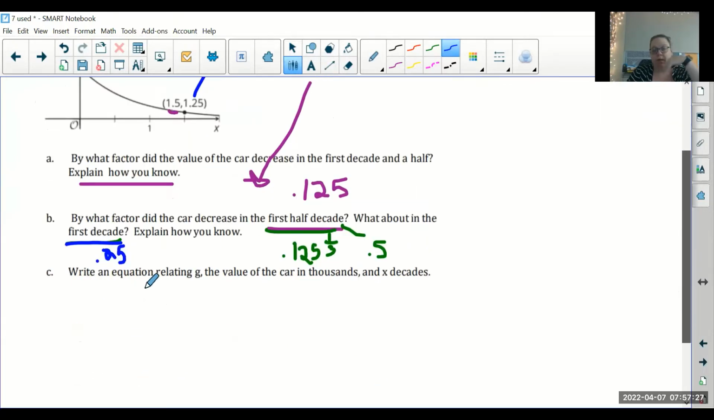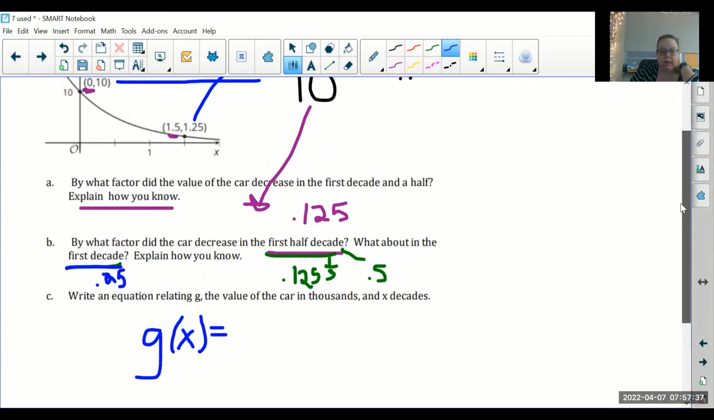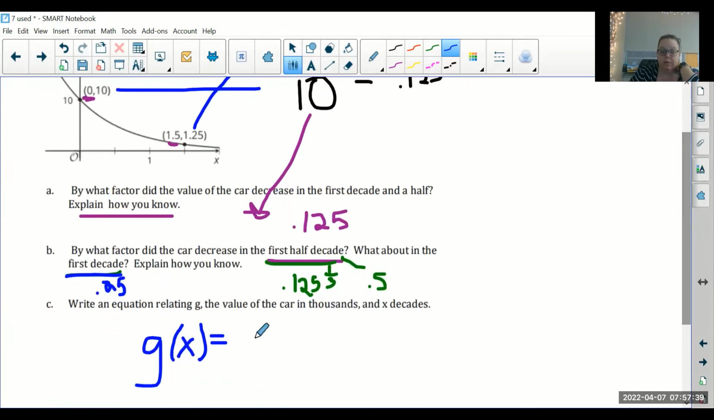Now it says write an equation relating G, the value of the car in thousands, to decades. So now we need to write the equation, and it's talking about decades. Remember, the first value is the initial value. That's what goes here. We look at our graph, our initial value is 10. So it's 10, and remember it's in thousands, so it's not really just $10. The car is $10,000. Then we do our rate.